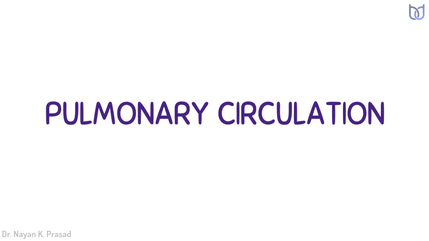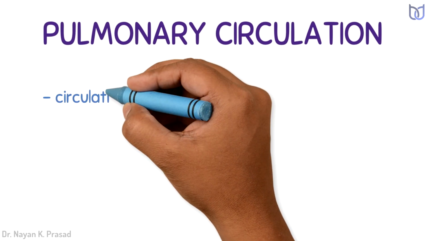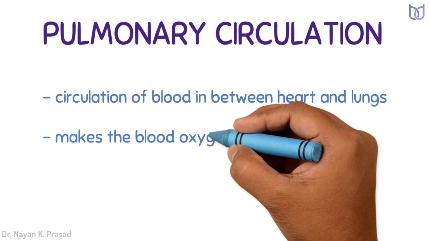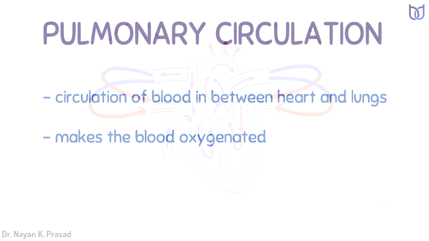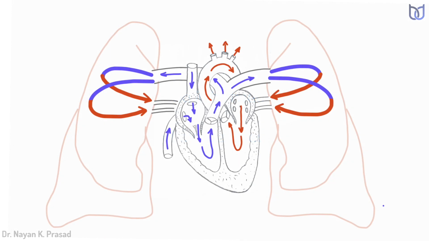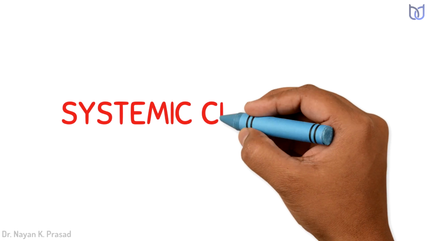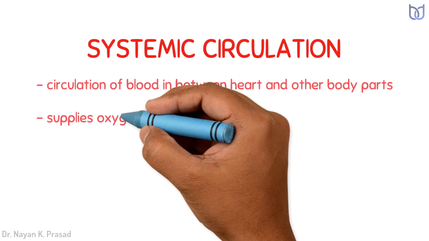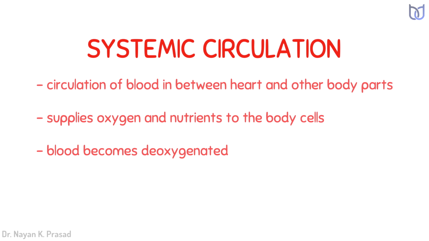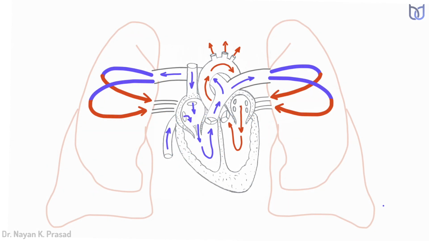One is pulmonary circulation. The circulation of blood in between heart and lungs is called pulmonary circulation. During this, the blood becomes oxygenated. Another is systemic circulation. Systemic circulation can be defined as the circulation of blood in between heart and different other parts of the body, the different organ systems. During this, the oxygen and nutrients are supplied to the body cells and the blood becomes deoxygenated.